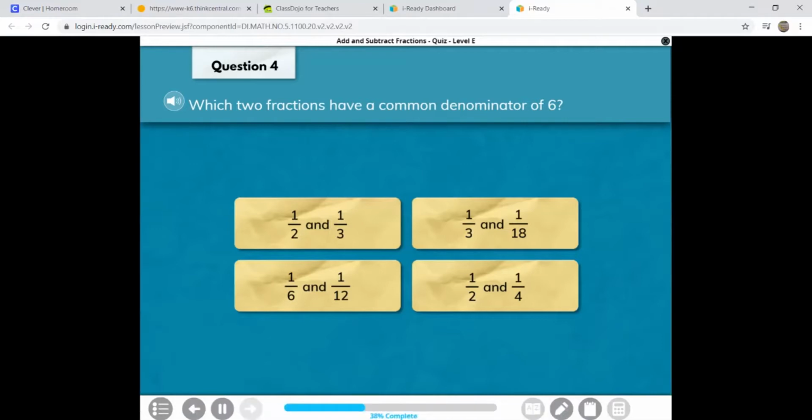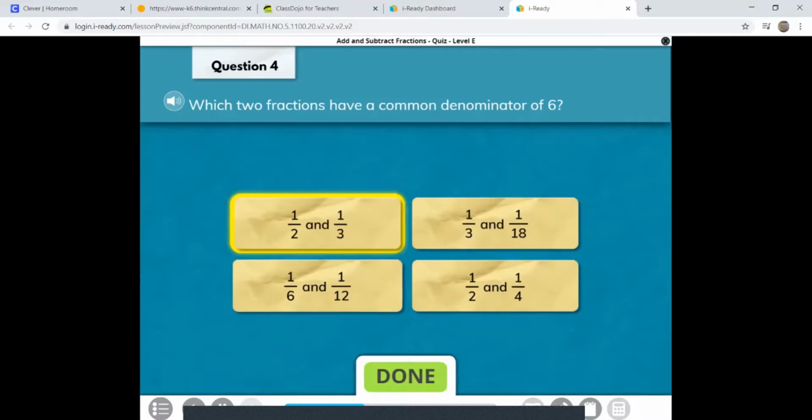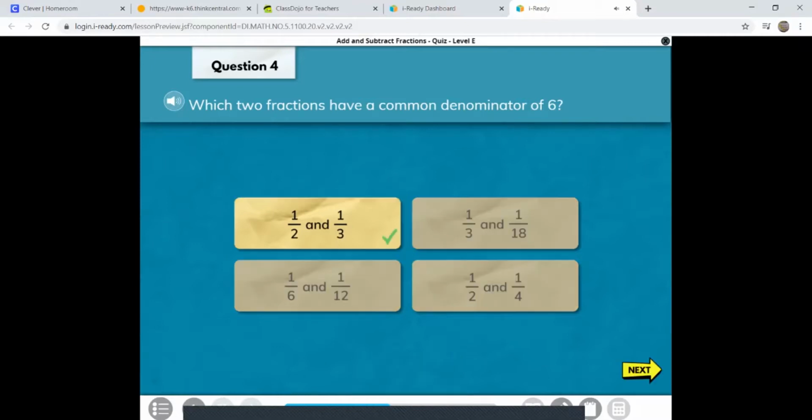Okay. So if you're looking for denominators of 6, the quickest way is just to look at your denominators and multiply. Any of these numbers, if you multiply, it equals 6. 2 times 4 is 8. 6 and 12 is not 6. 3 times 18 is not 6. 2 times 3 is 6. So that's an easier way to find a common denominator of 6.